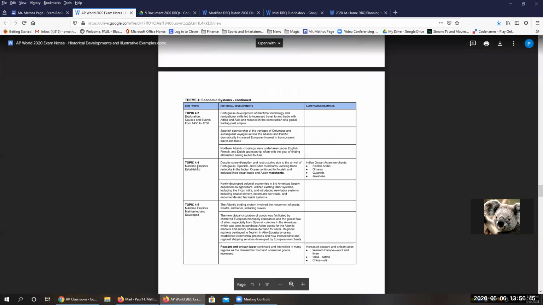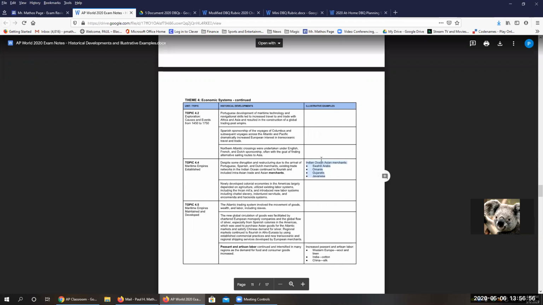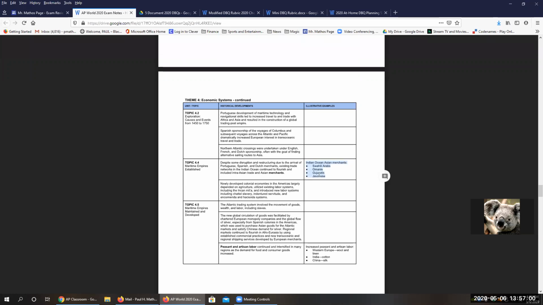And here we go. Look, economic systems, topic 4.4. Talking about the Portuguese, Spanish, and Dutch merchants, which means you could probably use some of these illustrative examples for outside evidence, or for, what do you call it? Contextualization.